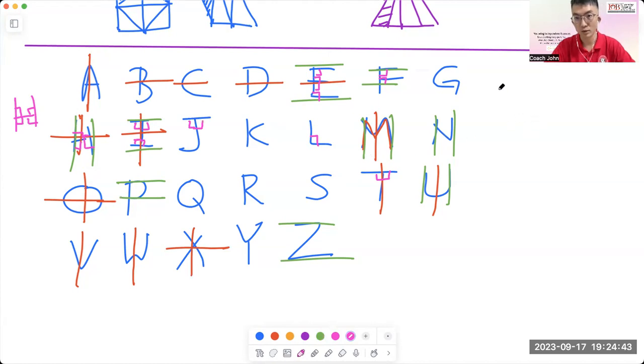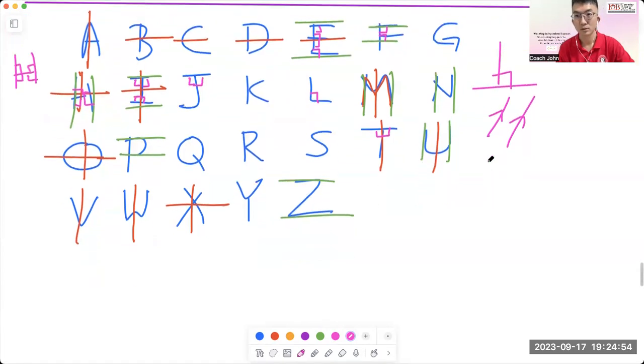So quick one, what is a perpendicular line? Here, parallel lines never meet. Okay, next.